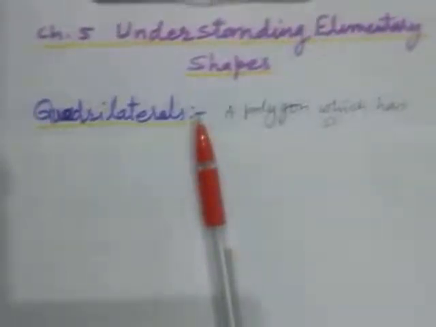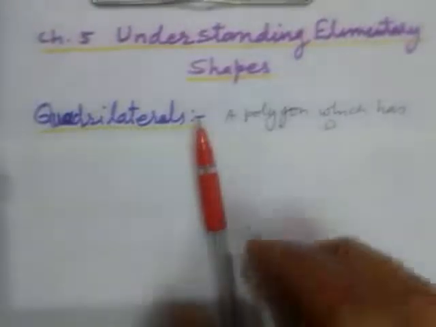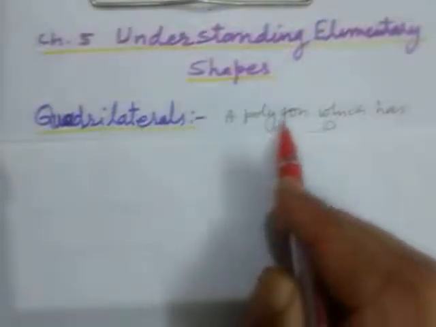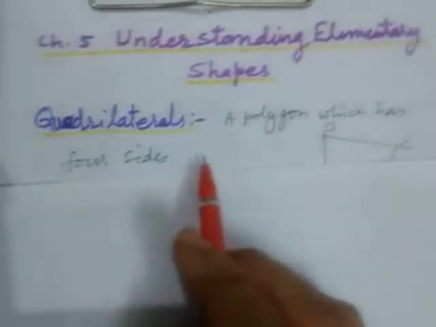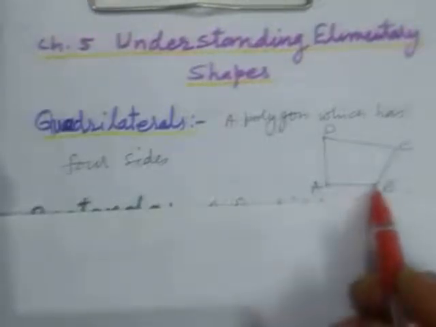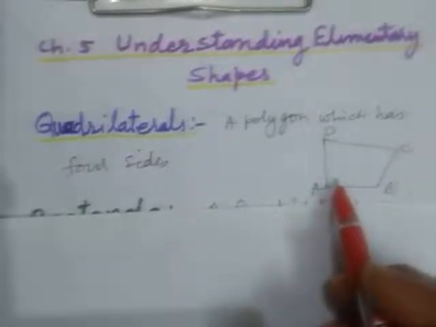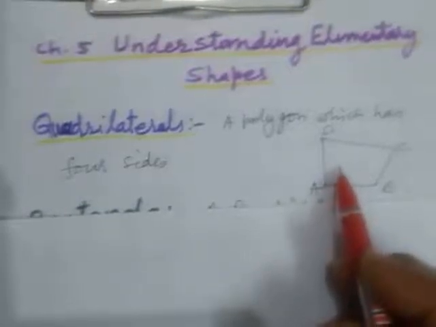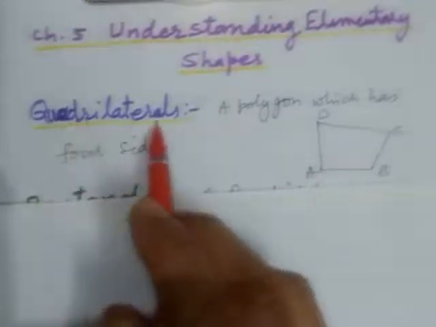Now today we are discussing the shapes, quadrilaterals. A quadrilateral is a polygon which has four sides, like this. Here this is side 1, 2, 3 and 4, and a four-sided closed figure, which is a polygon, is known as a quadrilateral.